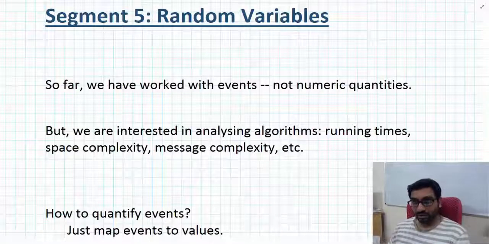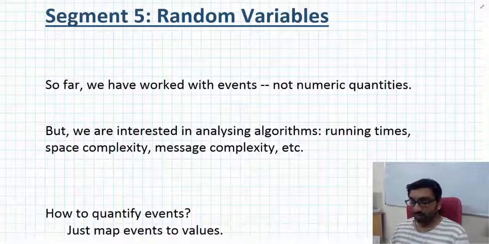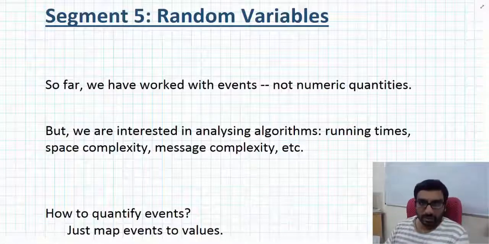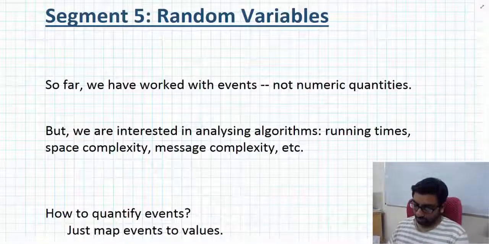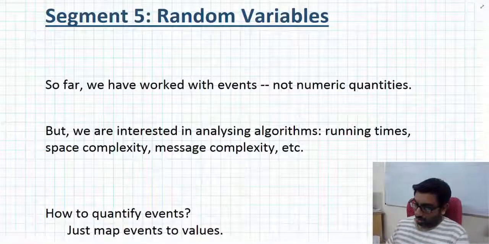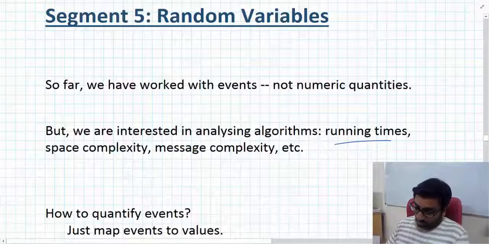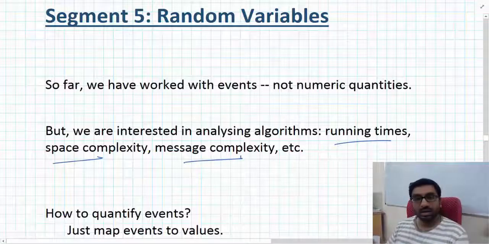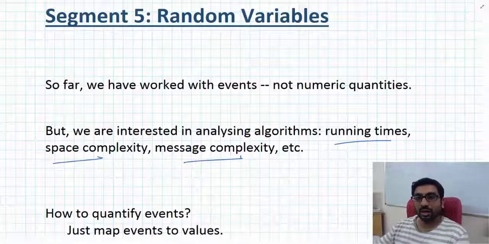We've worked with events so far. The issue with events is that they're not numeric quantities. Events are subsets of the sample space. Oftentimes we are interested in quantities. For example, in the context of analyzing randomized algorithms, we are interested in understanding running time, space complexity, message complexity. These are all quantities, and we want to ensure that these quantities have a small upper bound.